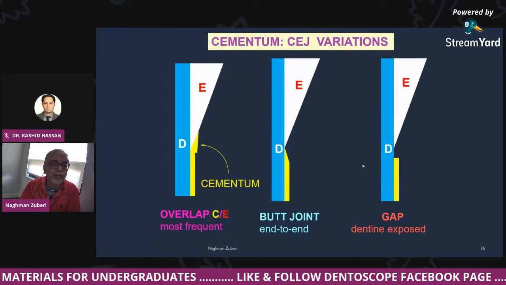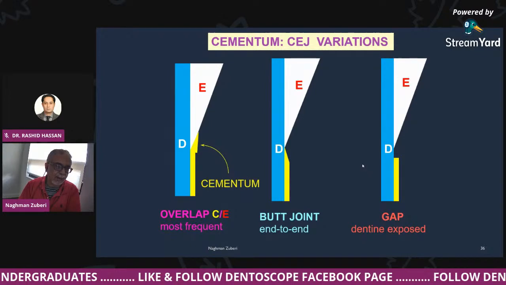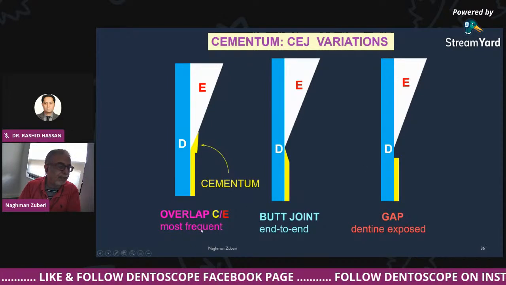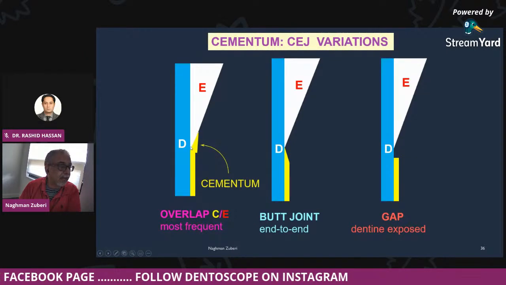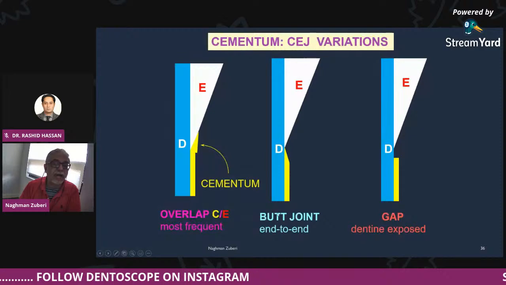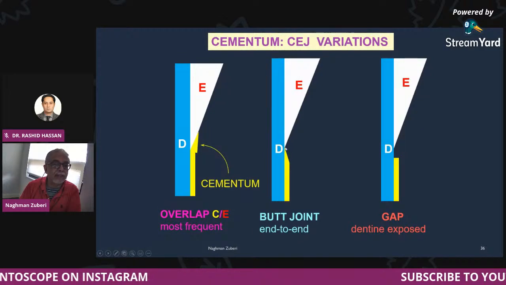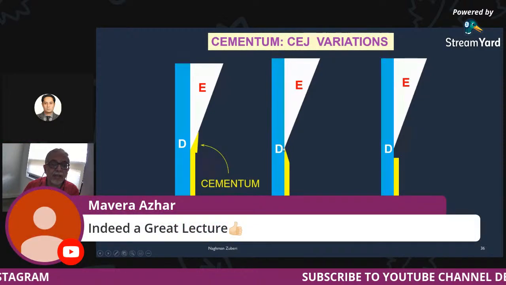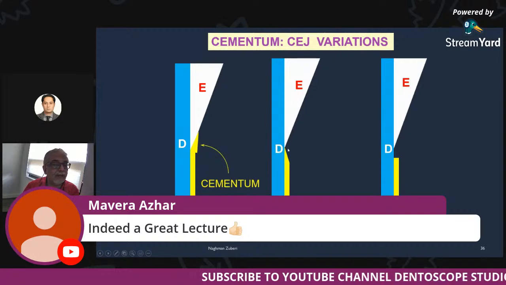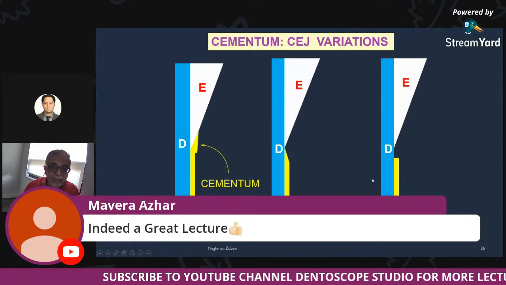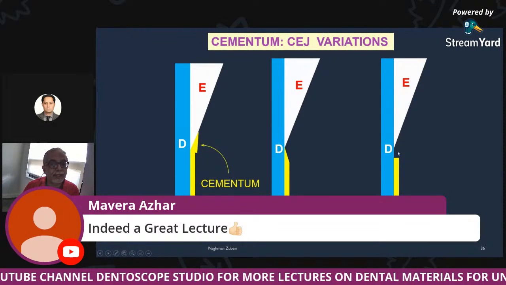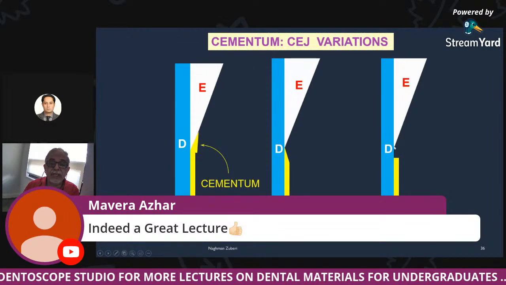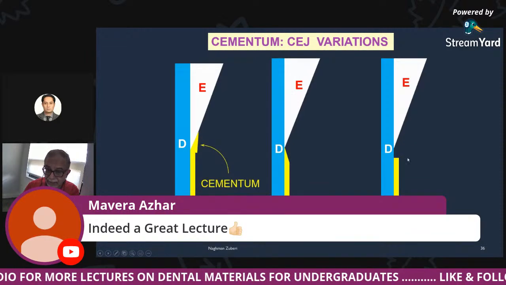Well, there are three variations of cemento-enamel junction. Most frequently, cementum overlaps the enamel. At times, a butt joint, a 90 degree end-to-end relationship, is there. Well, some of the time, they do not meet, they leave a gap, and dentin is exposed in that area.